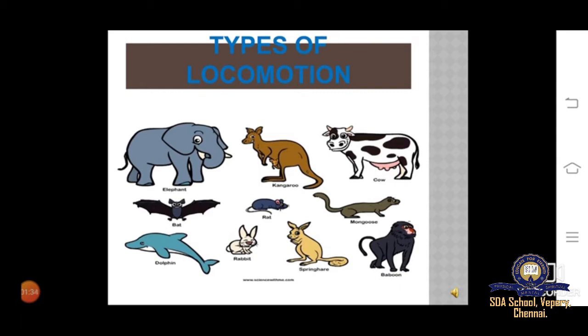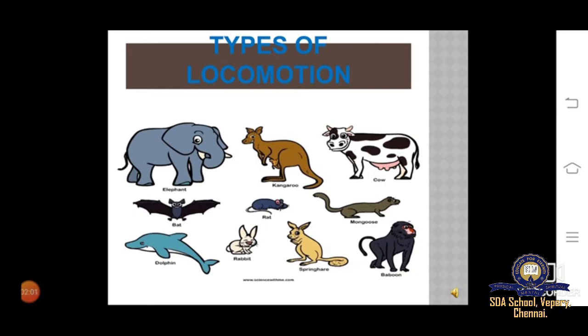Types of locomotion. Locomotion is also a type of movement. Depending on the animal, based on its height, weight and body structure, the animals can move. Human beings also come under the animal family. You can see a huge land animal, the elephant. You know how the elephant moves, with the help of its forelegs.